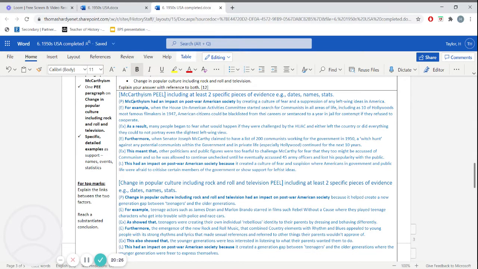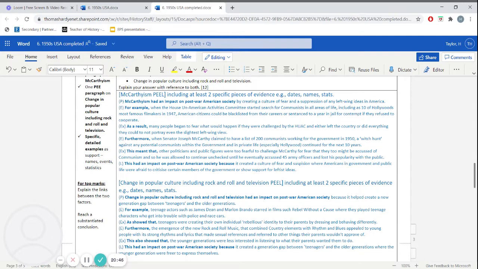For example, when the House Un-American Activities Committee started the search for communists in all areas of American life, including 10 Hollywood filmmakers in 1947, American citizens could be blacklisted from their careers or sentenced to a year in jail for contempt if they refused to cooperate.